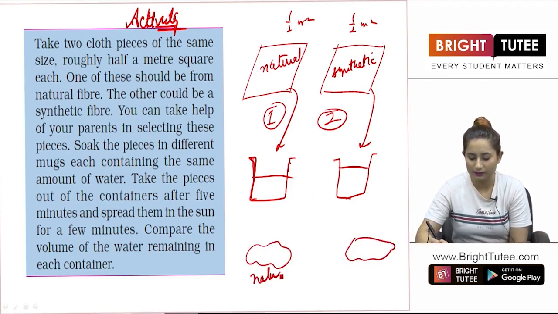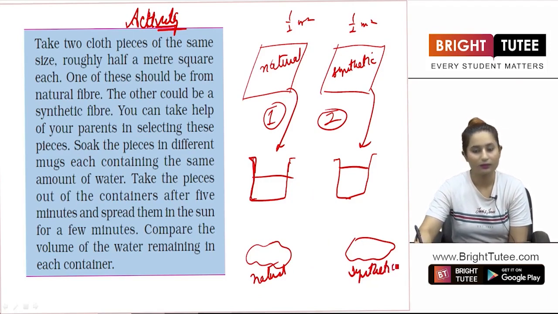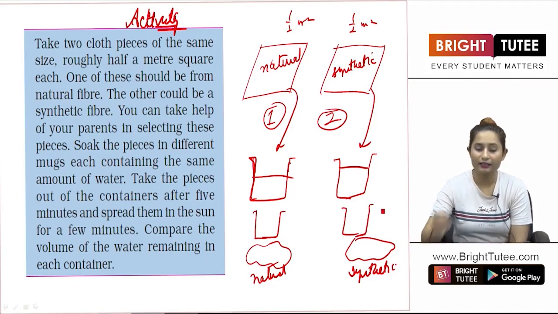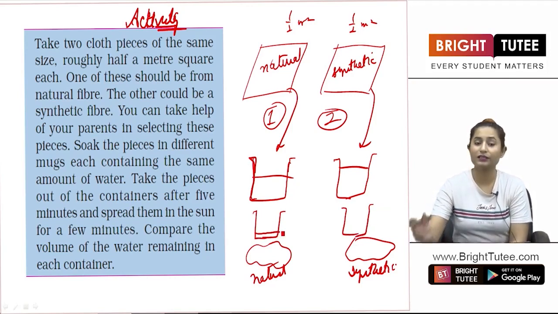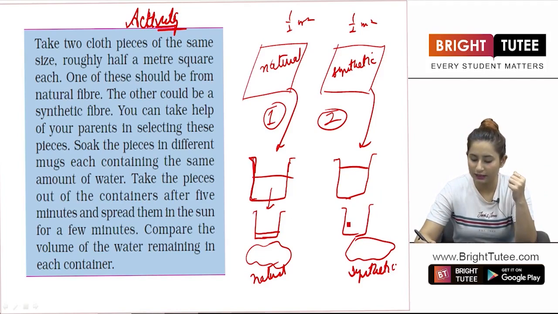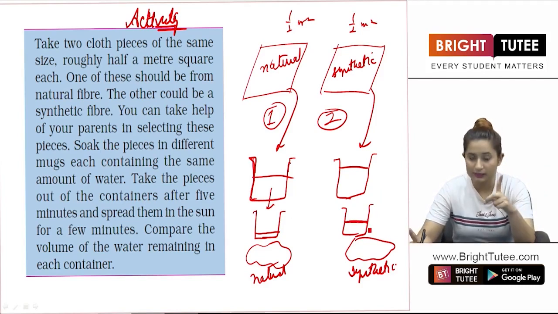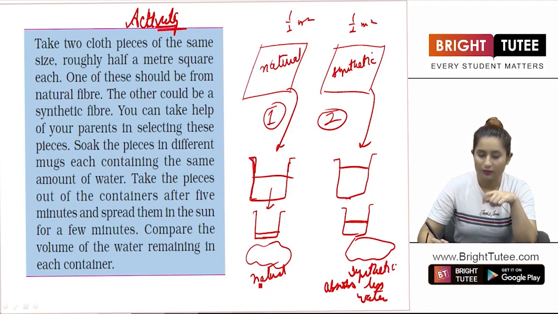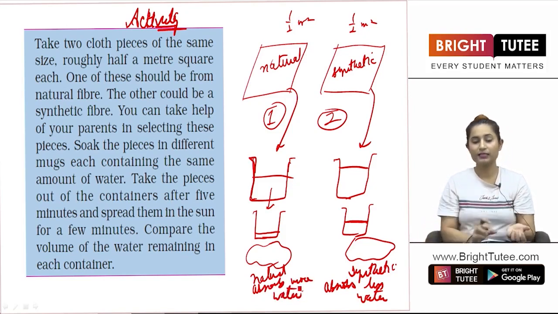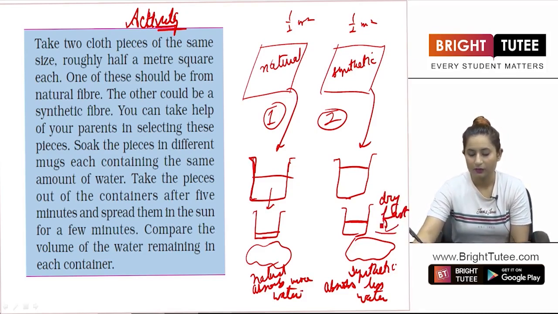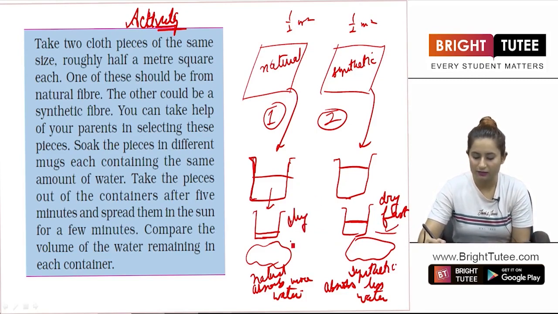This is the natural fiber and this is the synthetic fiber, right? What you notice is, after you take out the fiber, the water left in the beaker after taking out the natural fiber is very much less, while in the case of synthetic, the water is comparatively more, which means that synthetic fiber absorbs less water, while the natural fiber absorbs more water, right? So, you can easily dry that synthetic fiber. When you dry it out, it will dry fast, while the natural fiber will dry slowly.